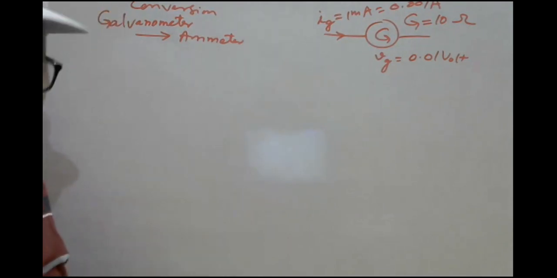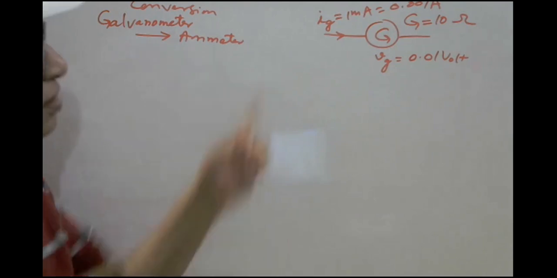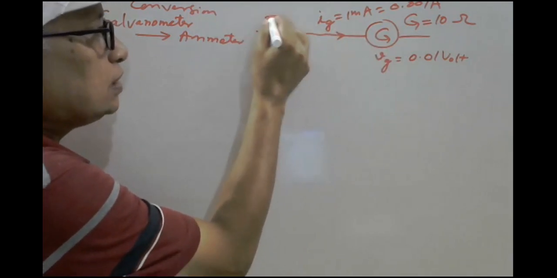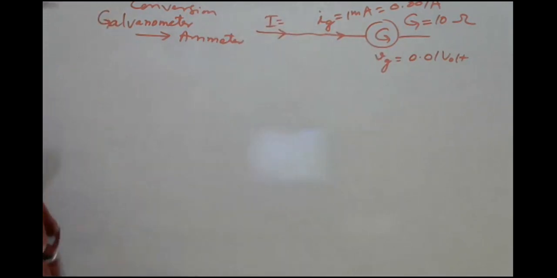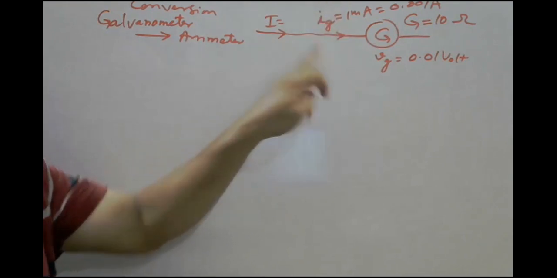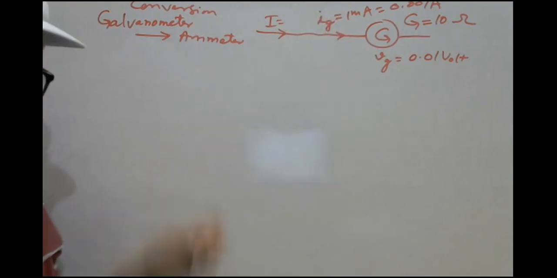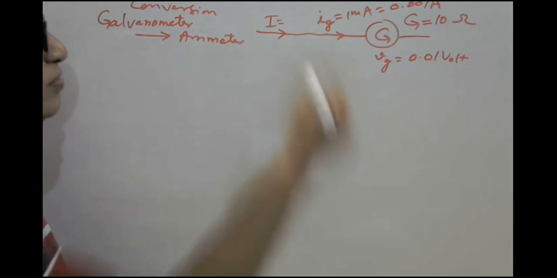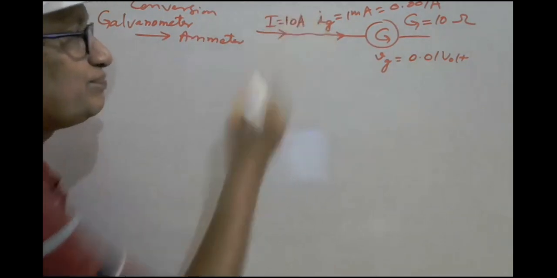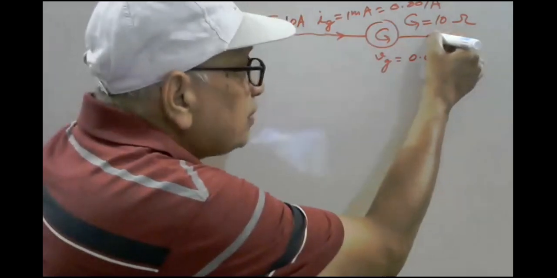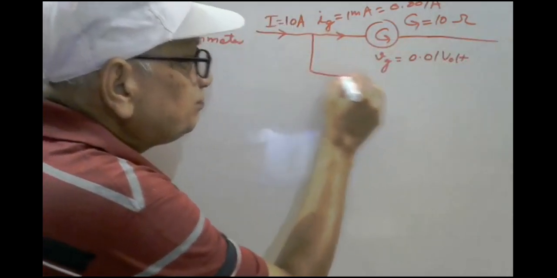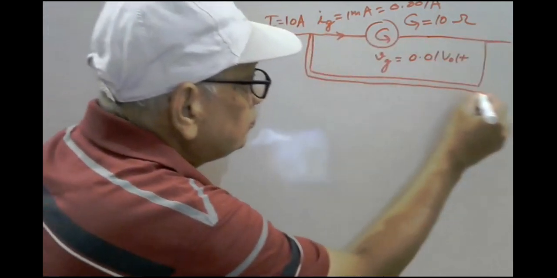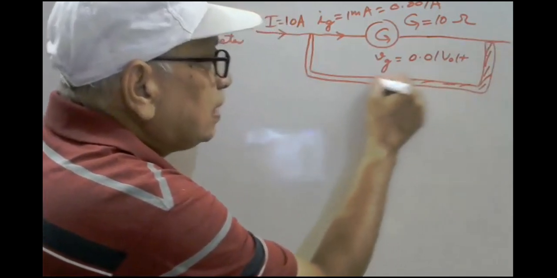Suppose we are interested to measure 1 ampere. If 1 ampere current is flowing through the galvanometer coil in the circuit, then what will happen? It is 1000 times the current we are giving. The 1000 times current is flowing through the galvanometer coil, it will burn out. Suppose we are measuring 10 ampere current, that we cannot measure directly. Then we connect a thick wire here in parallel. This is a thick wire in parallel.